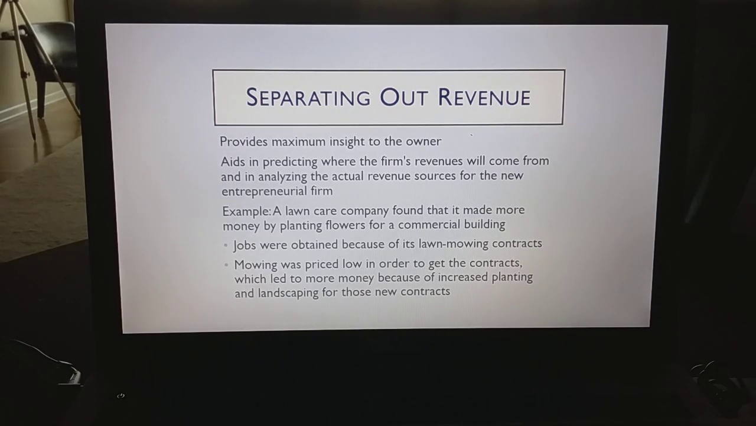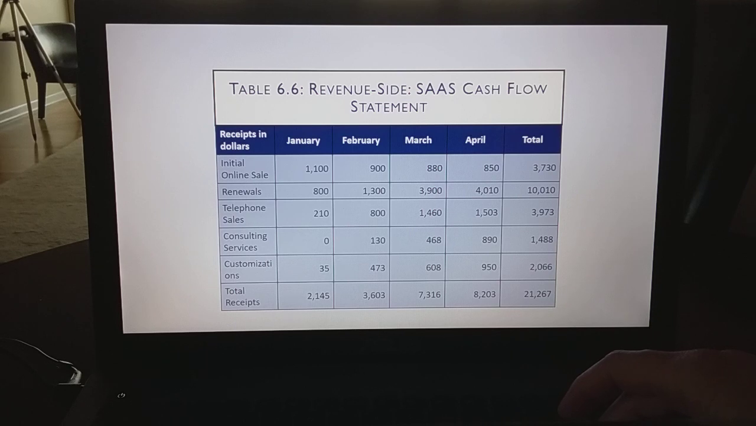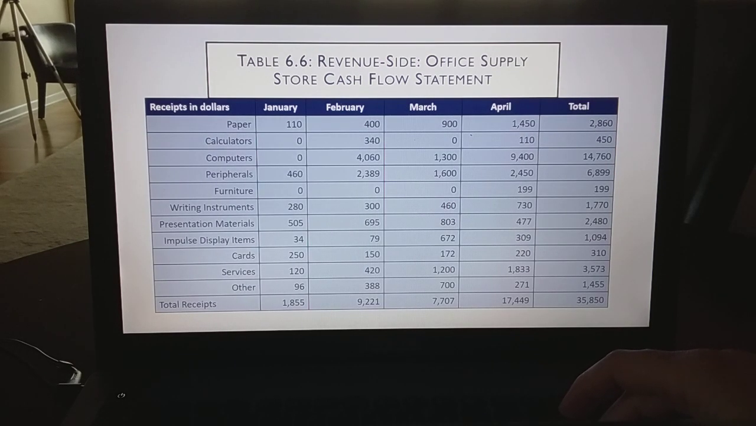And then you want to take a look at your revenue, and you want to see which area is making more money. So for example, if you own a restaurant and you have takeout and you have a bar, which area is making more money? The bar, the sit-down restaurant, or the takeout? You want to see where all the different revenue is coming from, so you have an idea of which part of the business is doing best and which part of the business needs some help. So here we go. Restaurant cash flow statement. Again, these are all in the book you can take a look at.